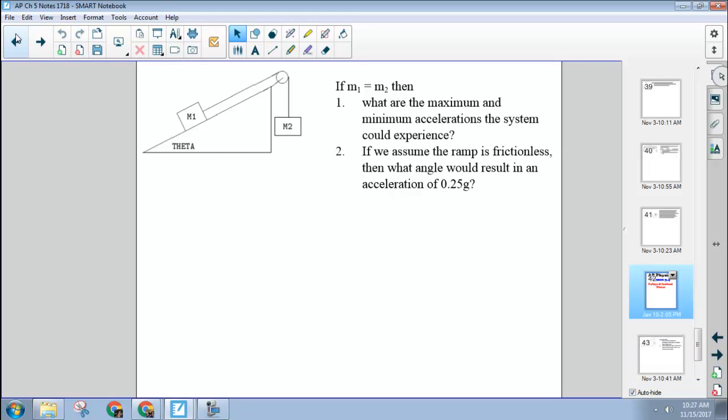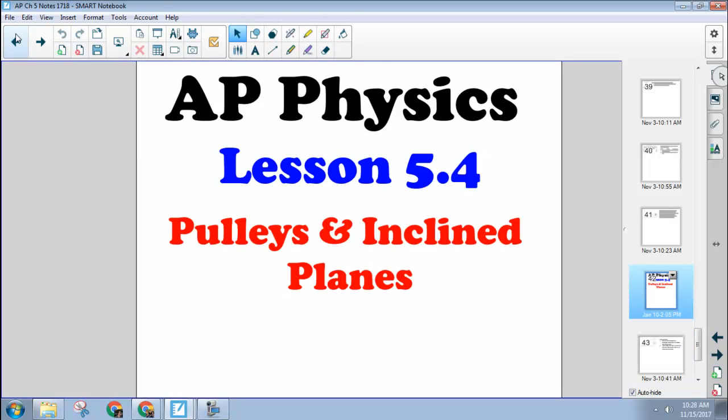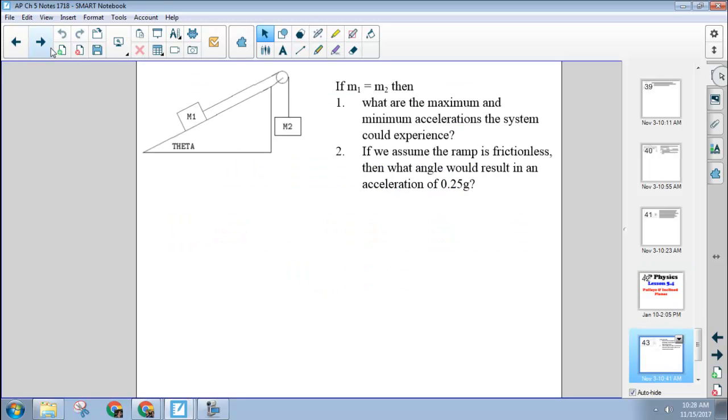If you're following along, these are examples in 5.4. Okay, so number one. You've got this ramp. It doesn't even matter if it's frictionless or not, because the answer would still be the same.